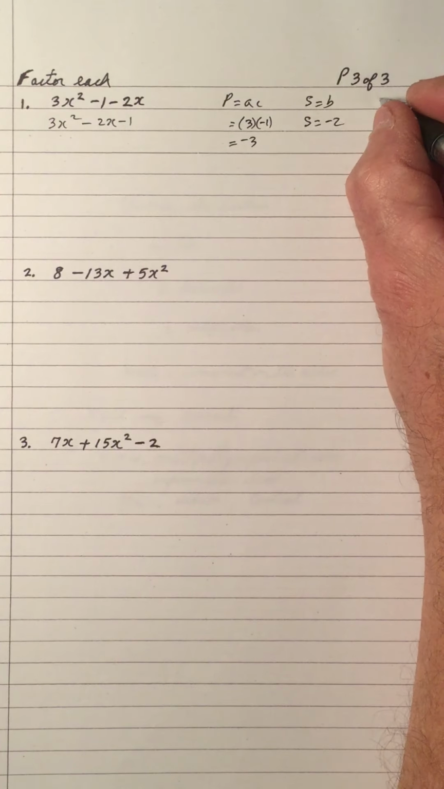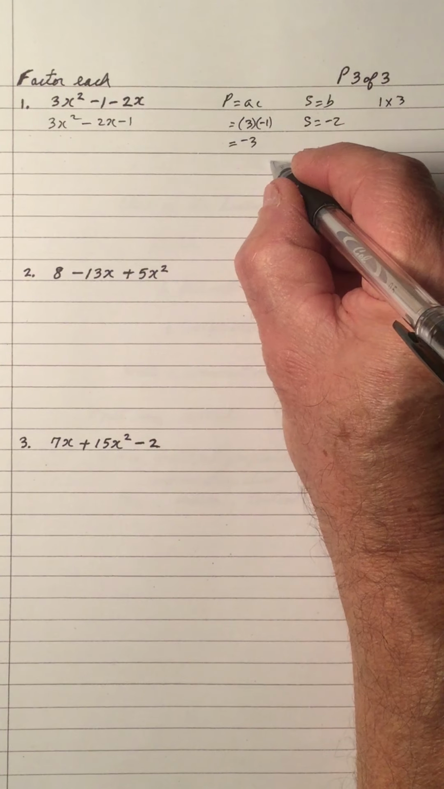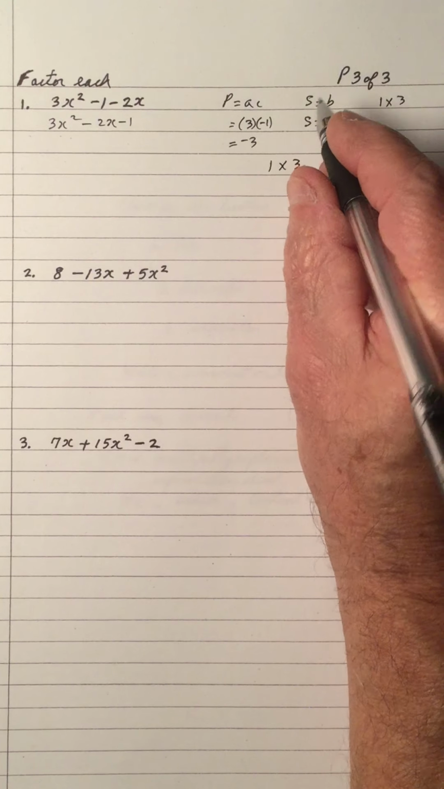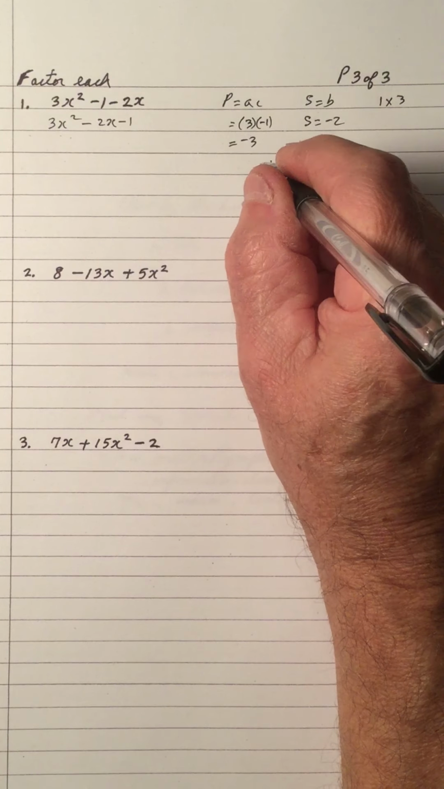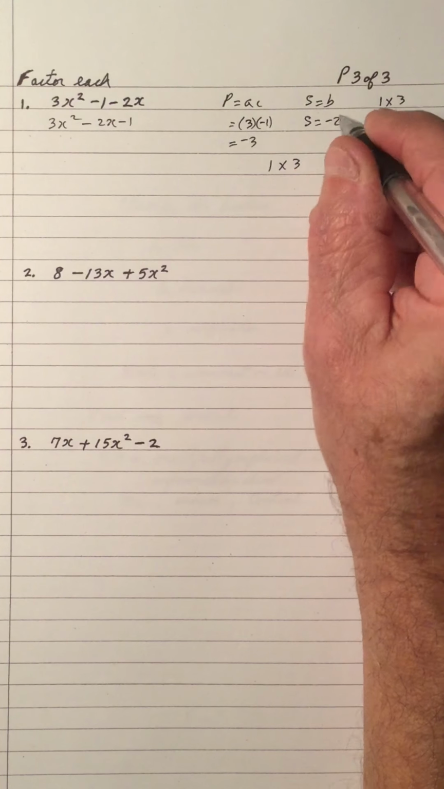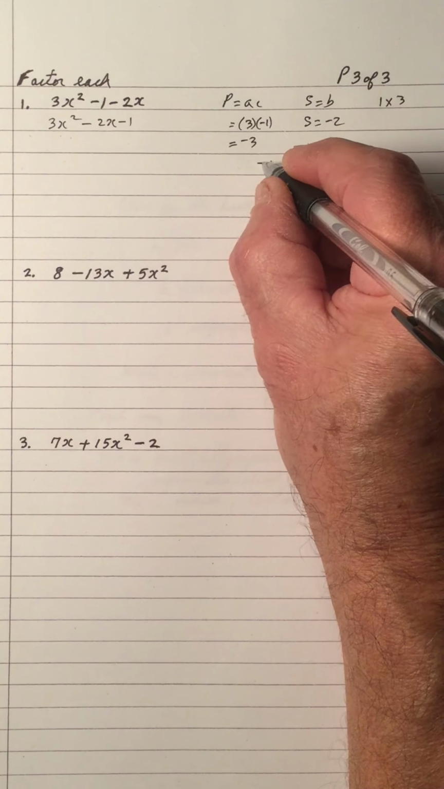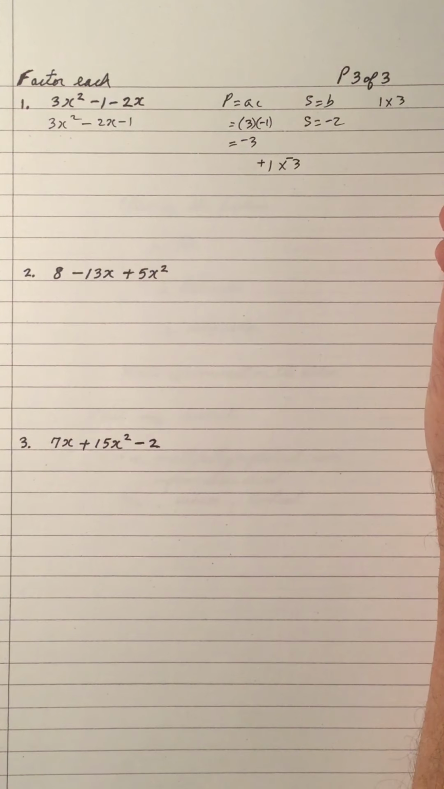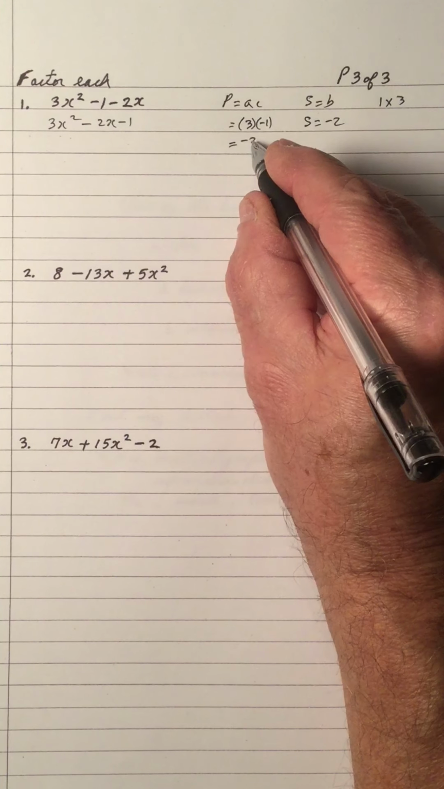The product of 3 is only 2 of them, 3 and 1. So 3 and 1, 1 times 3, but they've got to be negative. Because the product is negative, these have to be plus and minus. But I need to add to get the negative 2. So it's the plus 1 minus 3. Plus 1 minus 3. Multiply, negative 3.